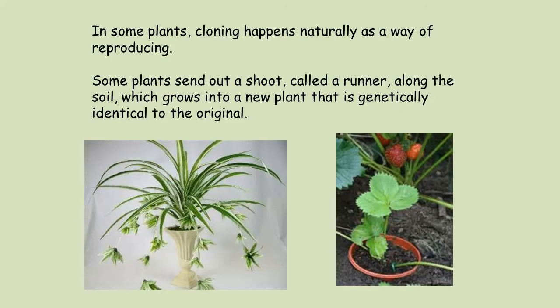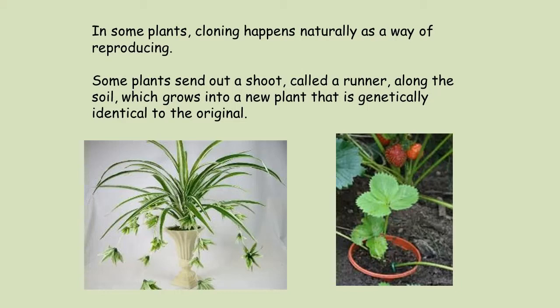So in some plants, cloning happens naturally. That's their way of reproducing asexually. Strawberries are an example of a plant that does this. So a strawberry plant will send out a shoot. It's called a runner, and it travels along the soil, embeds itself into the soil near the original plant, and then separates, and a new plant grows from that runner.